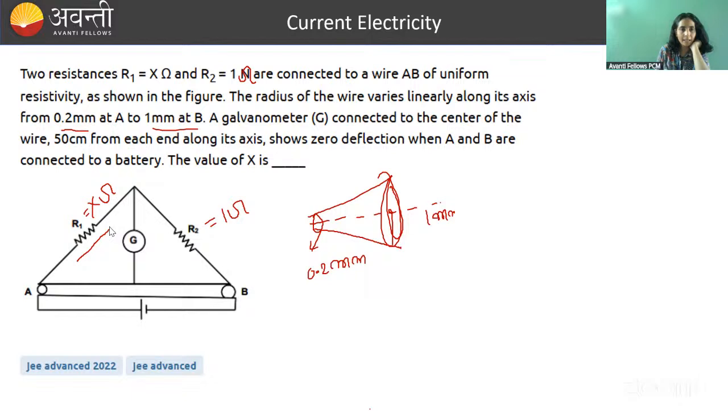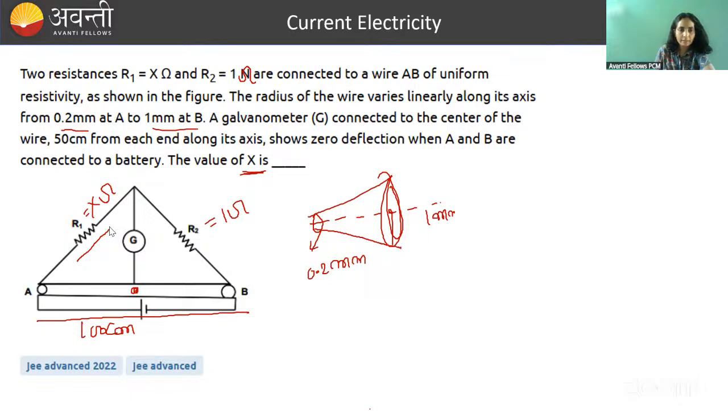ठीक है, यहाँ से A से जो ये middle वाला point है, this is a middle point and this is at a distance of 50 centimeter. So in total, इससे हम ये समझ सकते हैं, this whole wire is of length 100 centimeter. ठीक है, so this is like this. Now we have to calculate the value of X.